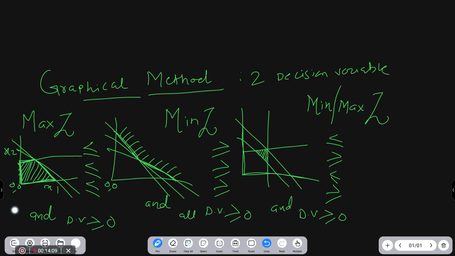So these 3 scenarios are where you have to use the graphical method, where there are only 2 decision variables in the solution.